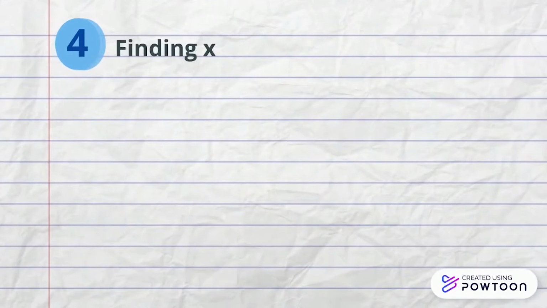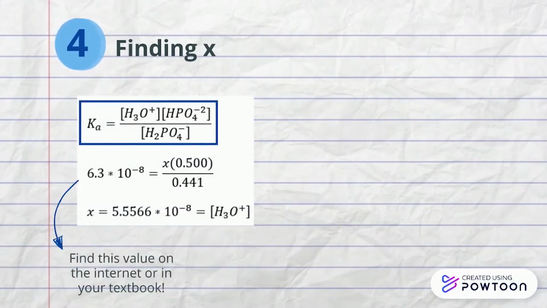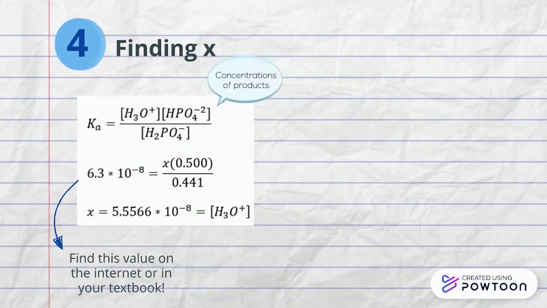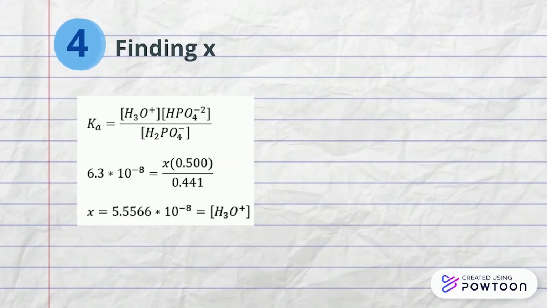Now we can use our known Ka value, which is available through multiple sources including the internet and your textbook, to calculate what X is. Firstly, we'll start by writing out our Ka equilibrium constant expression, which is just the concentrations of the products divided by the concentration of the reactant. Then it's as easy as plugging in our numbers and solving for x. We'll put in 6.3 times 10 to the negative 8 for Ka and the ion concentrations we got from our ice table.